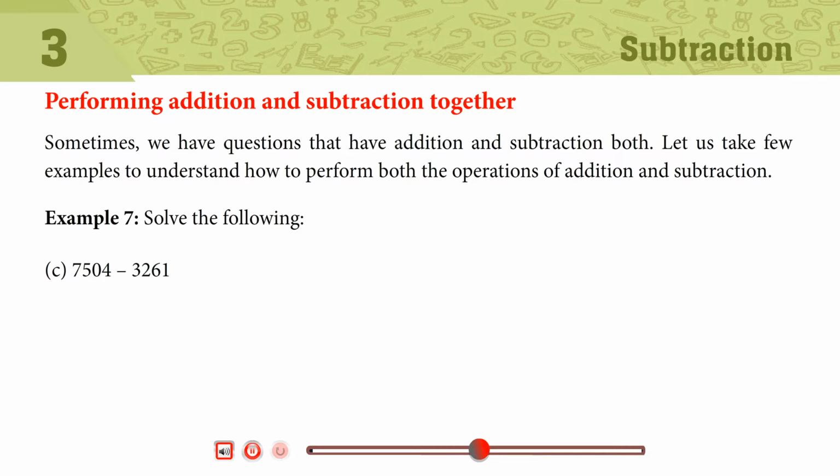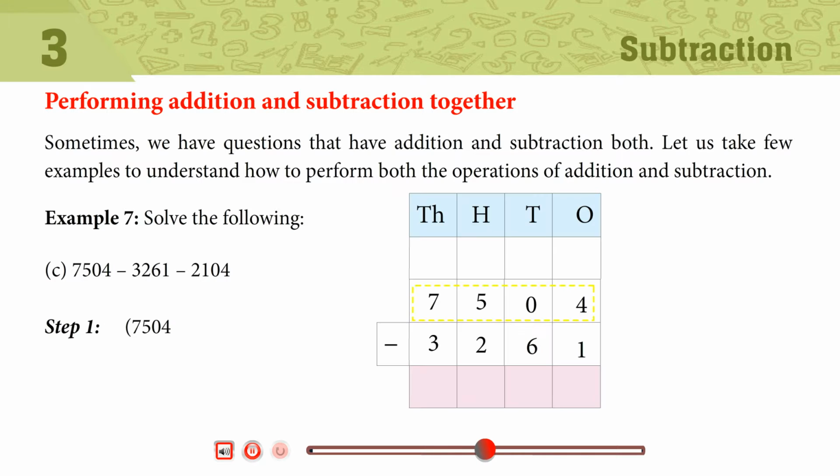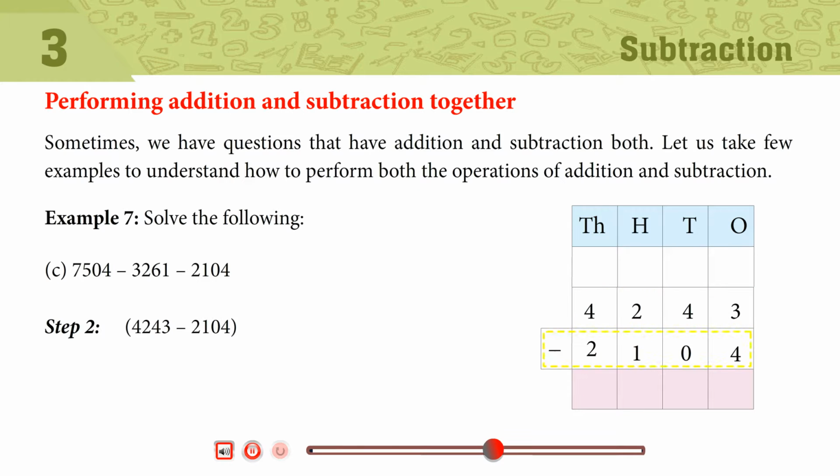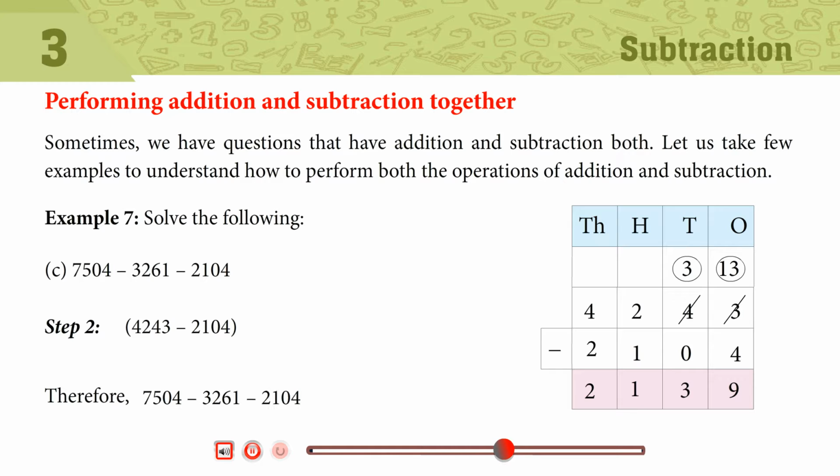C. 7504 minus 3261 minus 2104. Step 1. 7504 minus 3261 is equal to 4243. Step 2. 4243 minus 2104 is equal to 2139. Therefore, 7504 minus 3261 minus 2104 is equal to 2139.